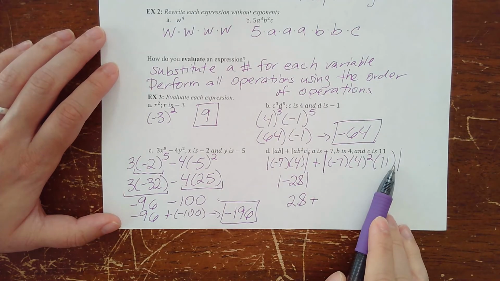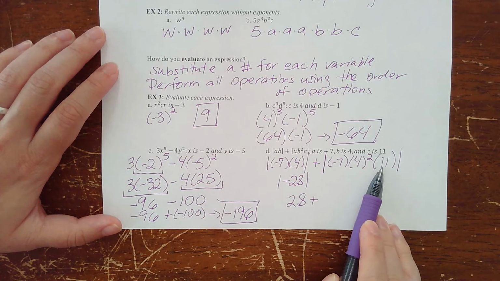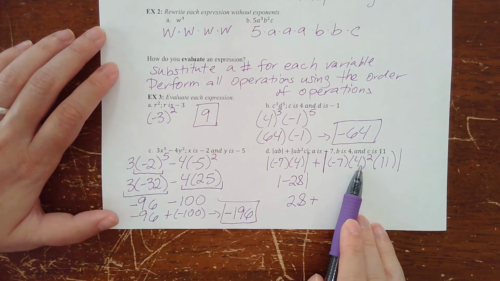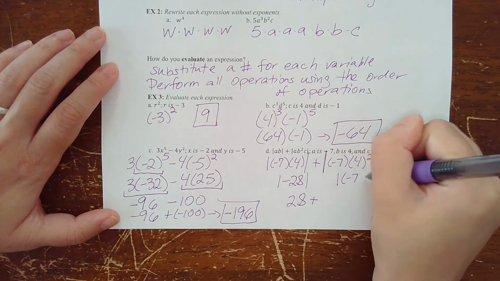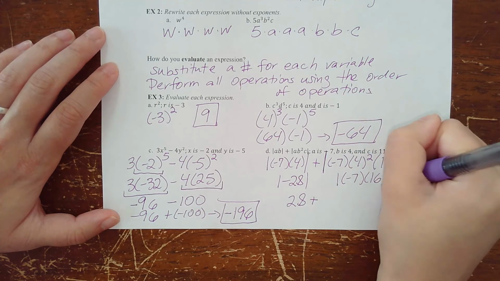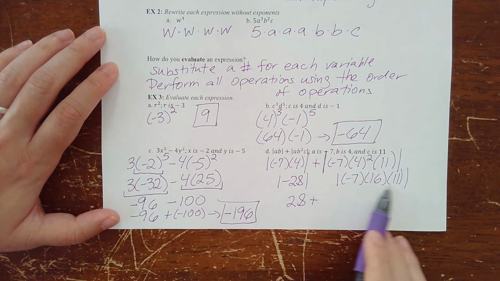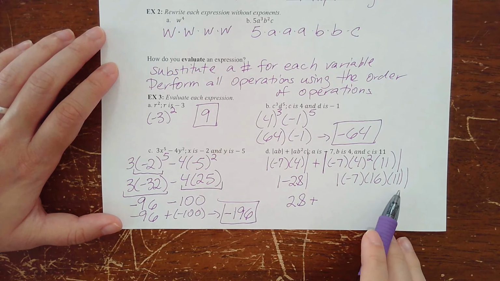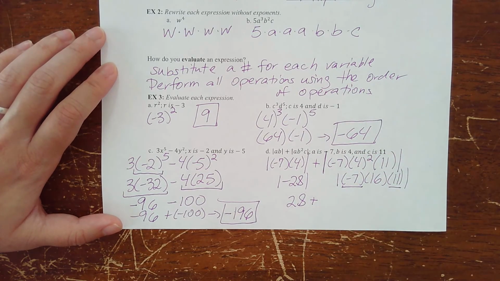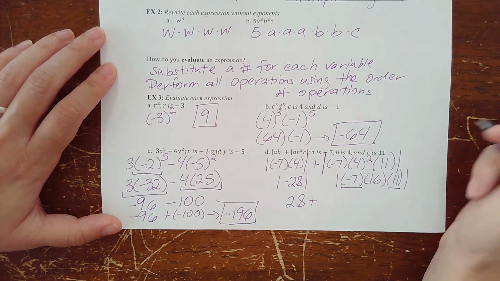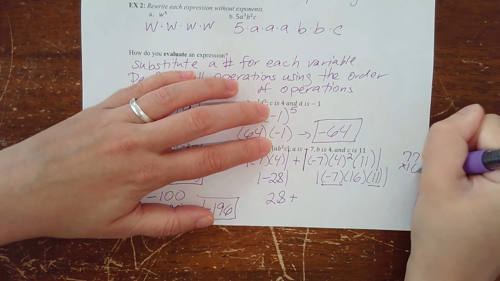In the other absolute value, I've got negative 7 times 4 squared times 11. I need to do the 4 squared first, which would be 16. So now I've got the absolute value of negative 7 times 16 times 11. Okay. You can do this in whichever order. I'm probably going to do the easy ones first. How about we do negative 7 times 11 first, which would be negative 77. And then over to the side here, I'll do 77 times 16.